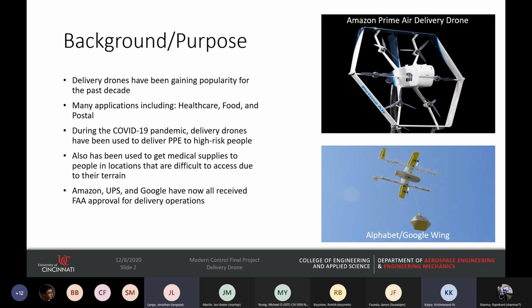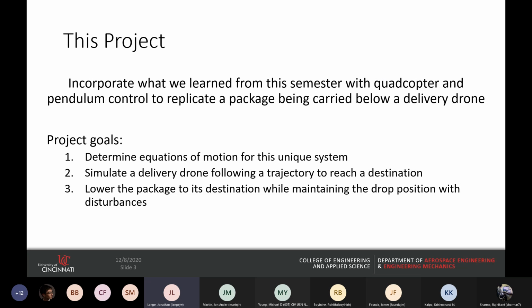I did some research and found some cool examples of using delivery drones recently, which are listed on the slide. Some interesting stuff too is the fact that Amazon, UPS, and Google have now all gotten FAA approval for their delivery operations and their designs. So that's a little background on why we chose our project, our motivation. You can go to the next slide.